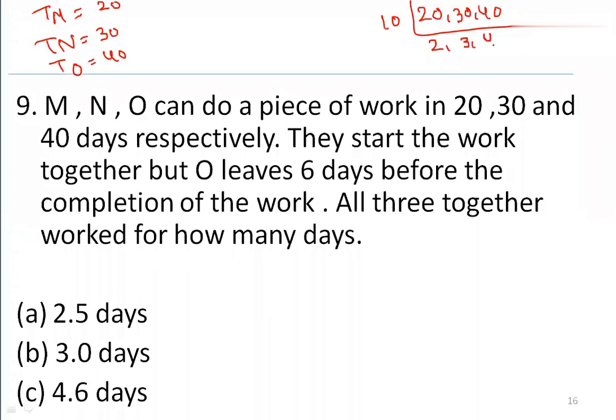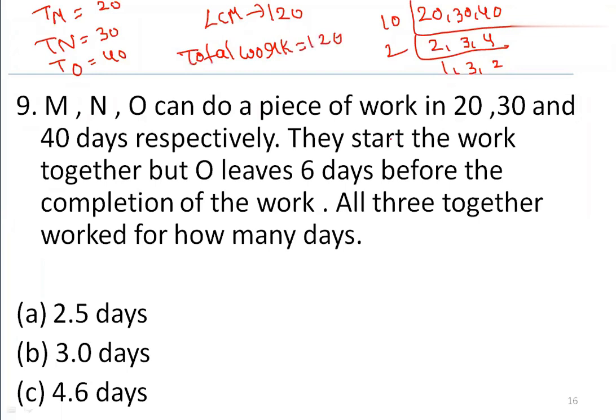10 twos, 10 threes, and 10 fours. Again, it goes with the 2 ones, 3s, and 2 twos. So 10 twos, 20; 20 threes, 60; 6 twos, 120. What is the LCM value? LCM value is nothing but 120. If LCM is 120, then total work is nothing but 120. Total work is nothing but 120.